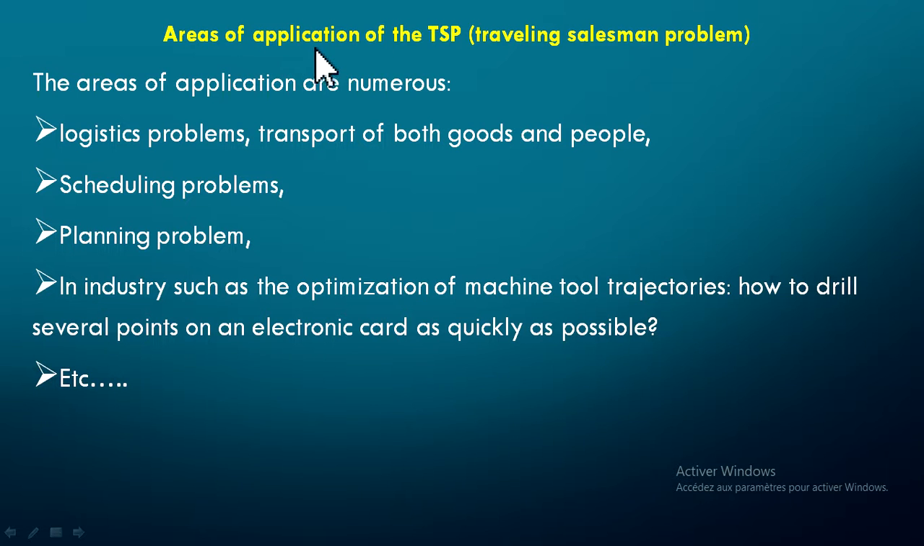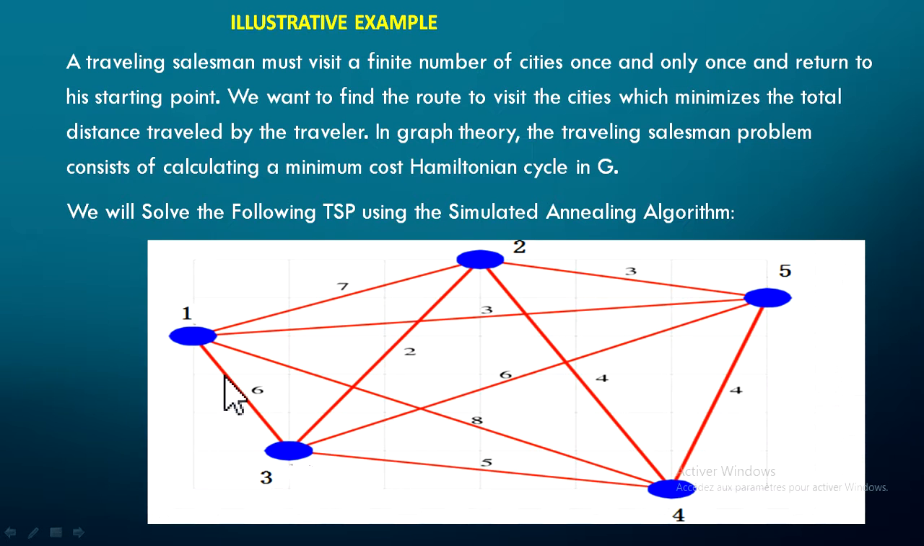What are the areas of application of the TSP problem? There are a lot of areas. The areas of application are numerous. For example, logistic problems, transport of both goods and people, scheduling problems, planning problems, in industries such as the optimization of machine tool trajectories, how to drill several points on an electronics card as quickly as possible, and so on.